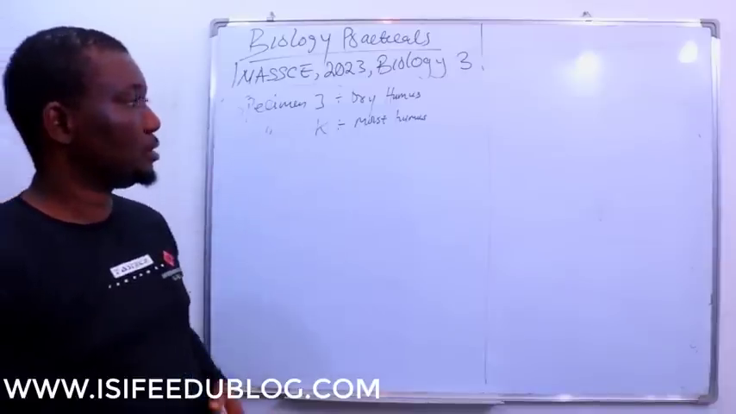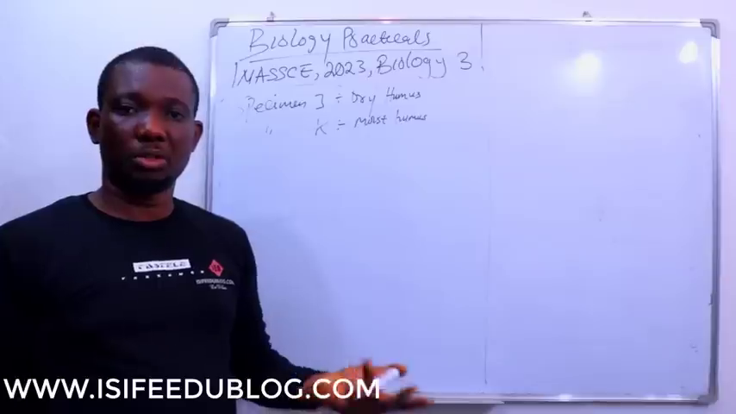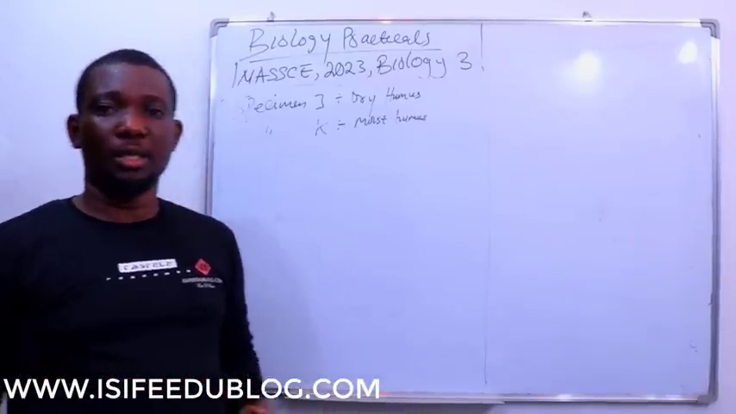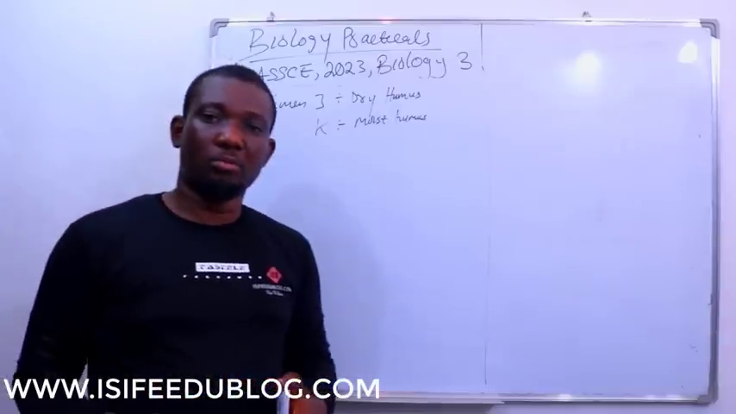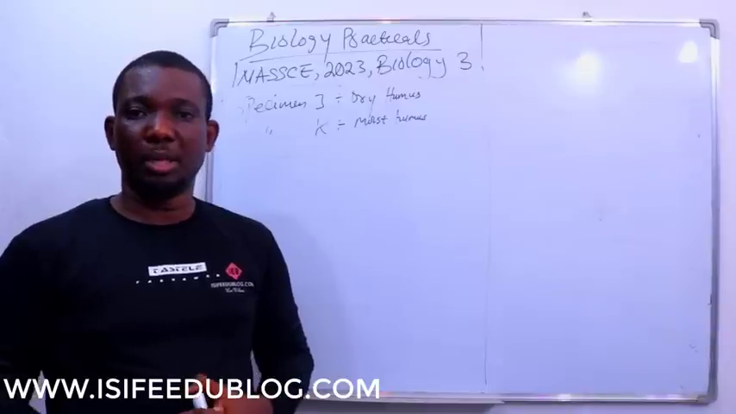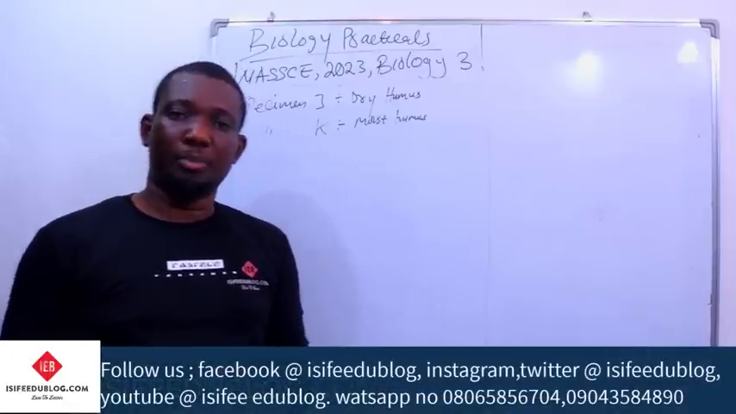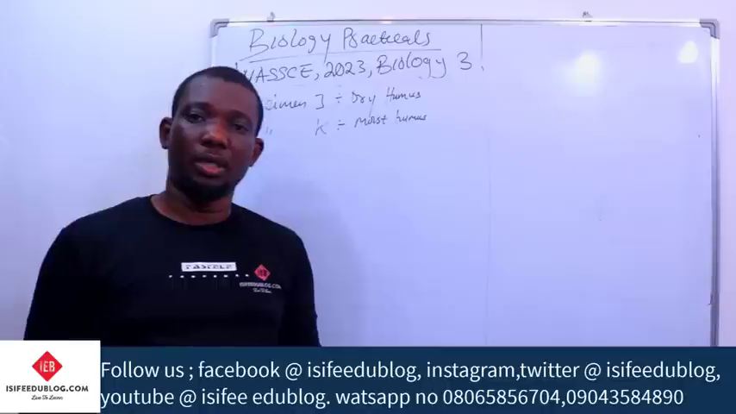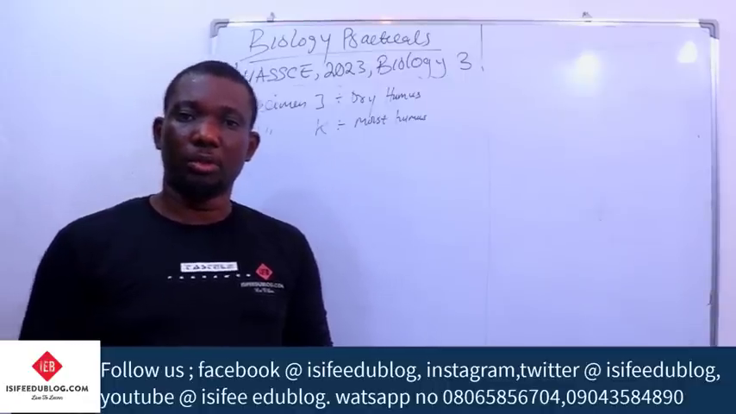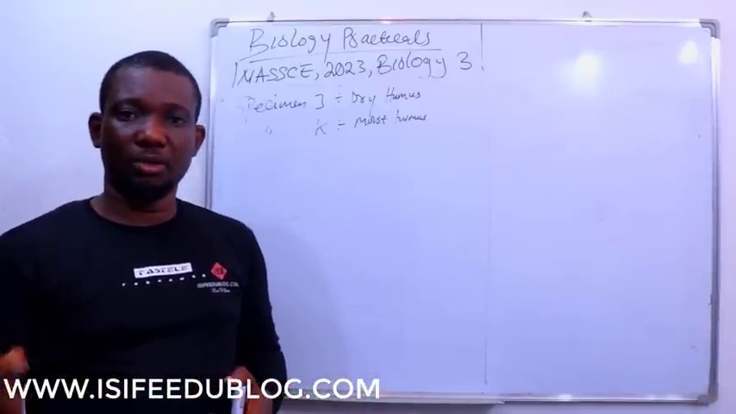Specimen J, dry humus, is part of the soil, the topmost layer of the soil that has dead organic matter on it. So these are the parts where some plants and animals on the surface of the soil decay by microorganisms. So this eventually becomes humus, and then it makes the soil look dark brown in color. Okay, so the humus that is dry, if you touch it, it will flake.